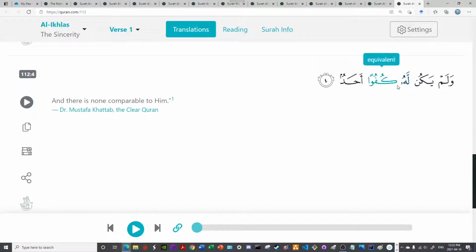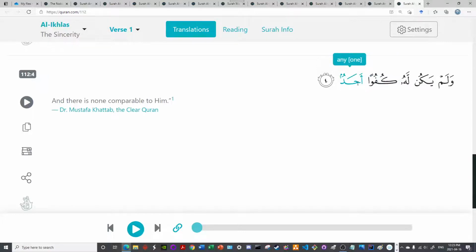Walam yakun lahu. Kaf dhamma ku. Fa dhamma fu. Waw, two fathas or tanween al-fath, wan. And if you recall, we said in tanween al-fath only, we always add an alif at the end. And the tanween is on the letter itself, not on the alif. Kufuwan. Kufuwan, equivalent. Alif, hamzat qata or cutting hamza.